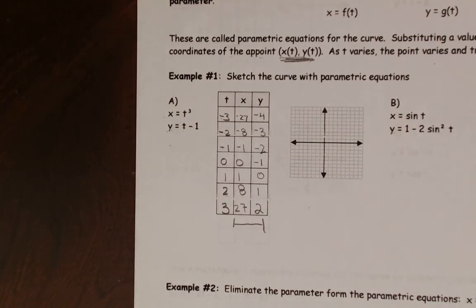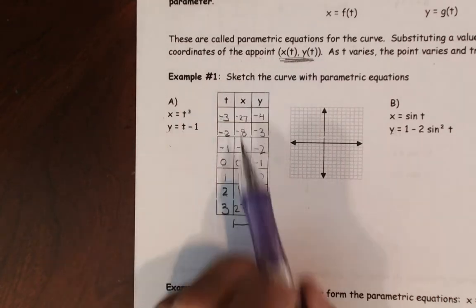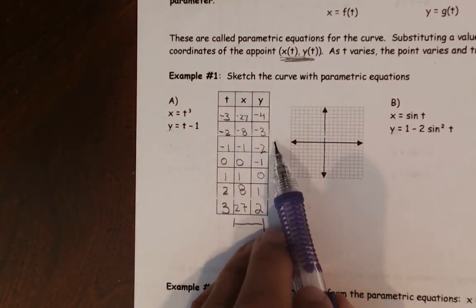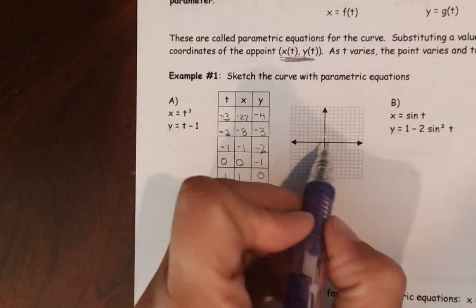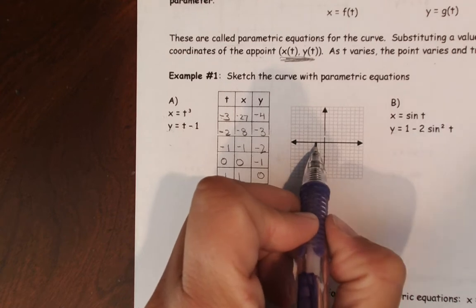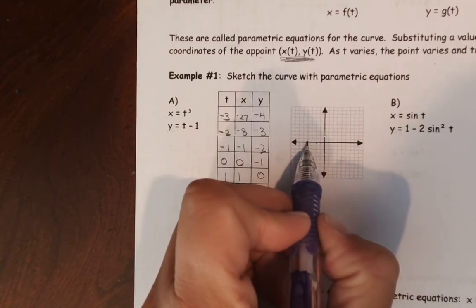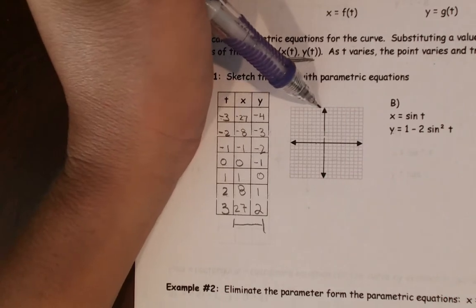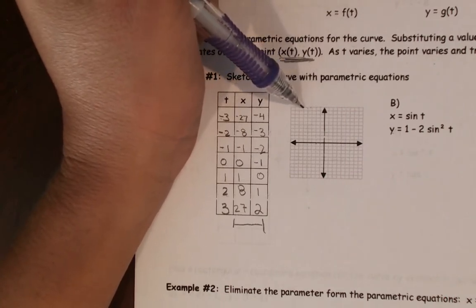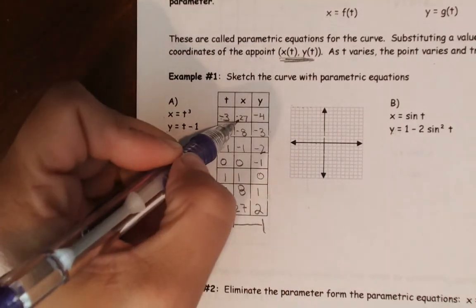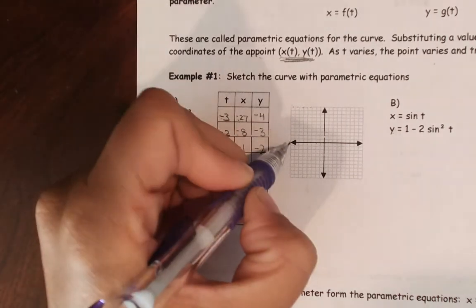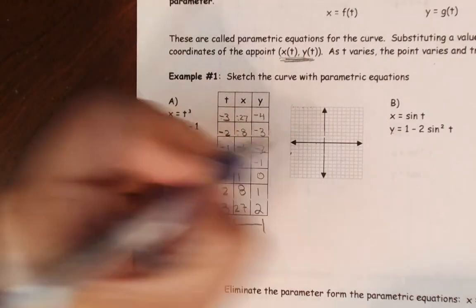Okay, so let's see. At x equals -27, I'm at y equals -4, off my graph. X equals -8. Let's see, does it go that far? 1, 2, 3, 4. Oh, I can't see that very well. 1, 2, 3, 4, 5, 6, 7, 8. It does. -8, -3. 1, 2, 3. There's the dot there.